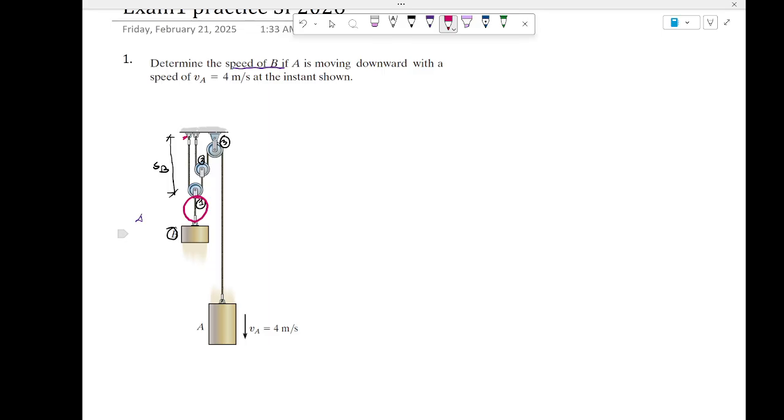So now we understand what S_B is, and the name comes from block B. But there's this thing here. Let me highlight that. This portion here, this is the rope, for sure. So this portion can be written as S_B and S_C. If you say this one is C, and this one is S_A, and this one can be said as S_A minus S_C.